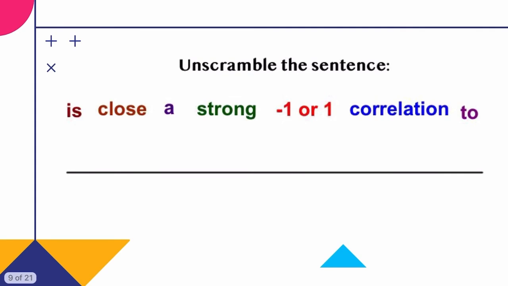Let's see if you can unscramble the sentence. Okay, you could have done this a couple of ways, but I would say a strong correlation is close to -1 or 1, doesn't matter which one, could both be strong.